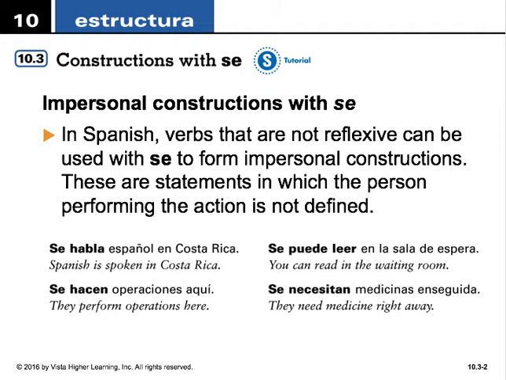Se habla español en Costa Rica. Or se puede leer en la sala de espera. You can read in the waiting room. Or like one, by you, kind of mean one can read in the waiting room. Or se hacen operaciones aquí. They perform operations here. And by they don't really mean any particular they. We do this all the time in English. They say whatever. Se dice, okay? O se hacen operaciones. Another one, se necesitan medicinas enseguida. They need medicine right away. It's like a general proverbial they that really isn't defined.